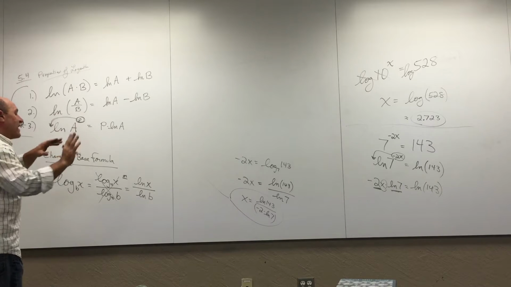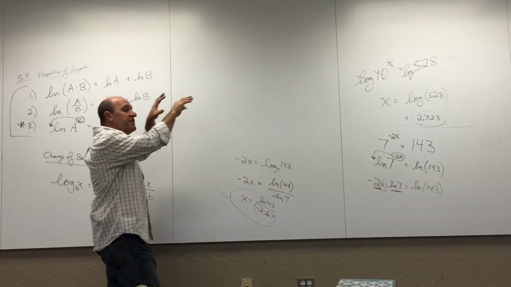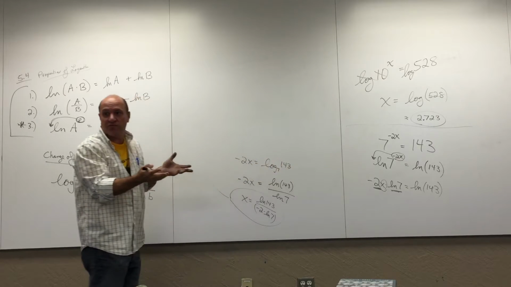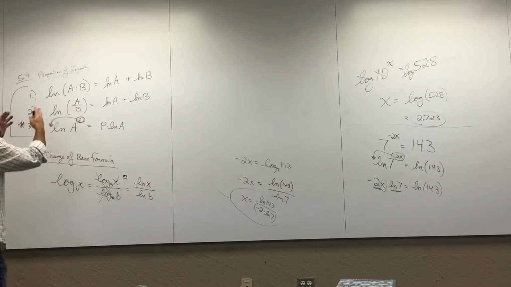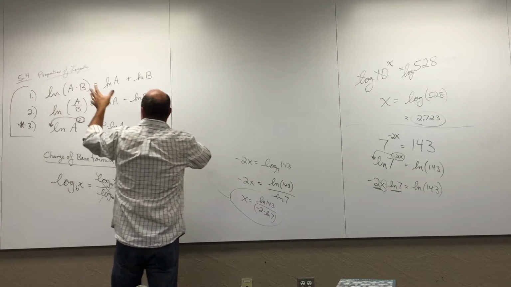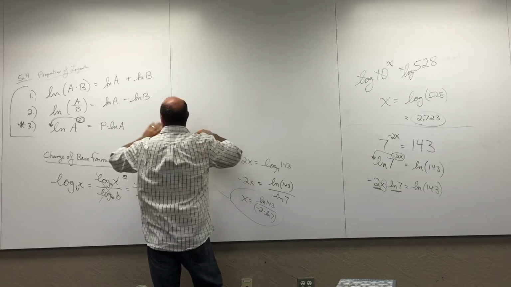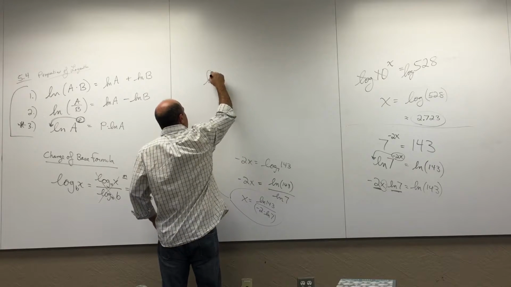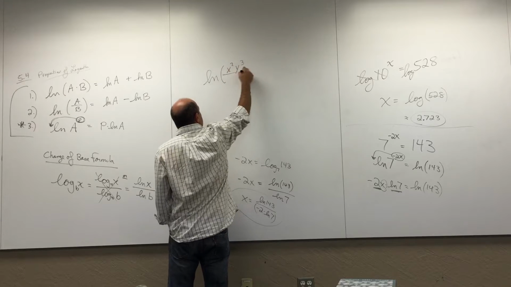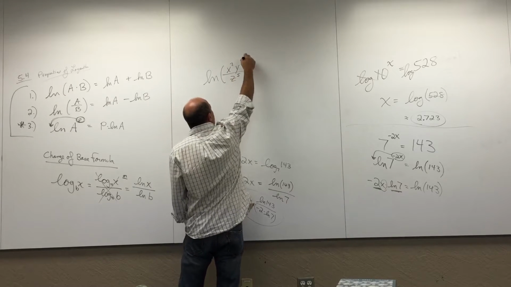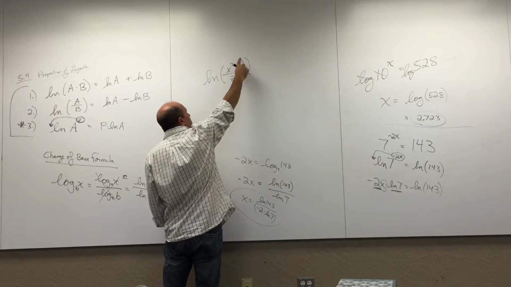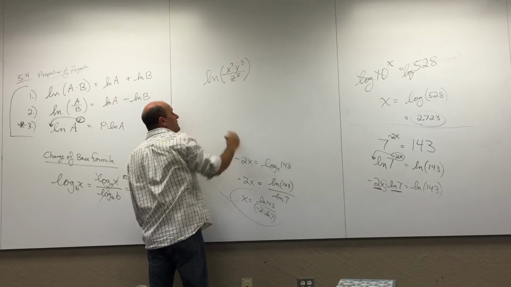Back to these properties. So I took a leap up into 5.5 for a second and tried to solve some exponential equations, because that's what 5.5 is. I'm going to go back to 5.4 a second. Again, watch this. This is a typical problem that makes you work with these logarithms. If I give you the natural log of x squared times y cubed all over z to the fifth.